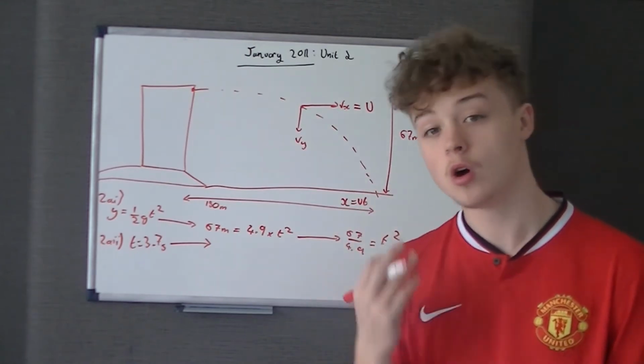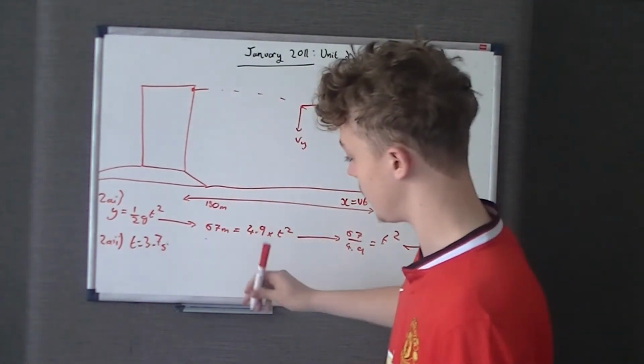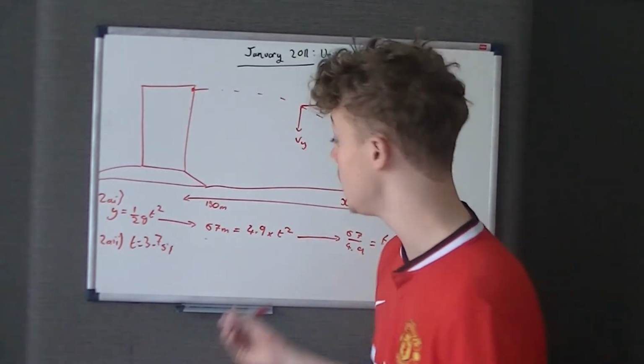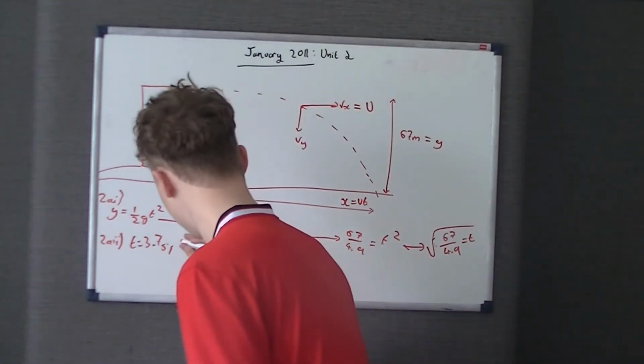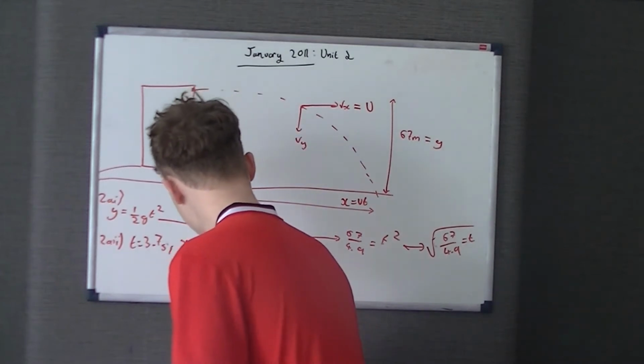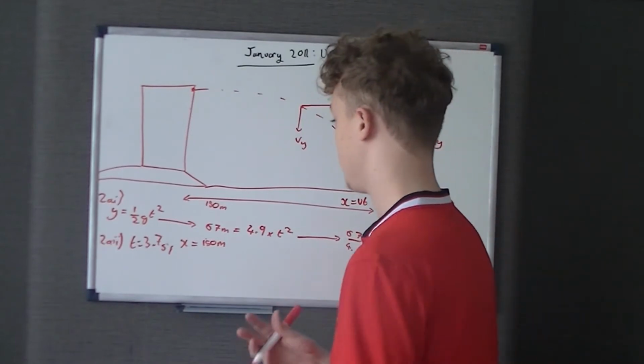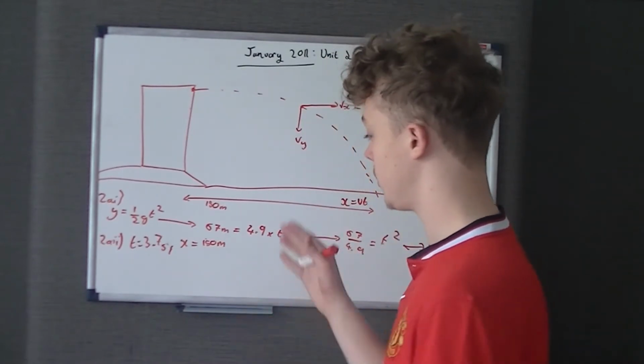So basically all we do is rearrange the equation. So we know t is 3.7. We know x equals 150 metres. This is why writing stuff down before you do the equation is so much simpler, because we now know x, we know t.